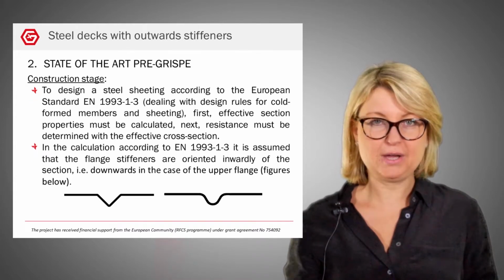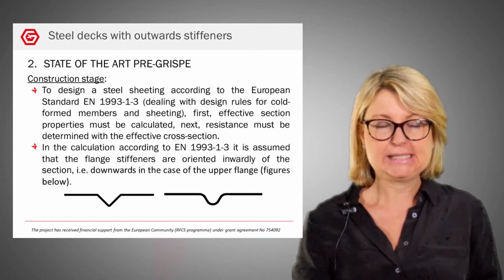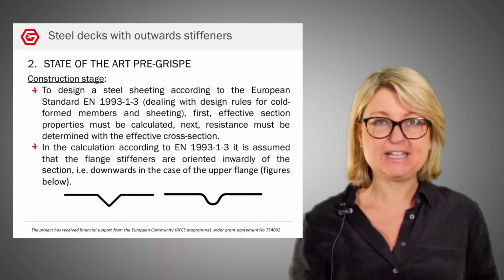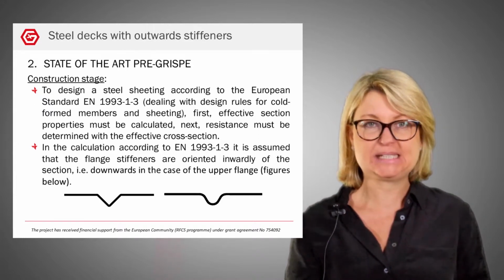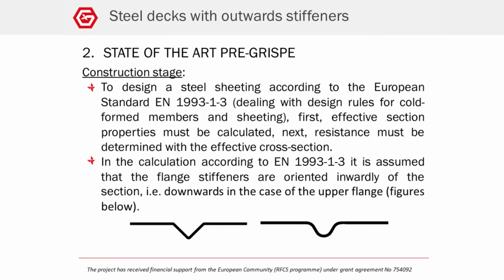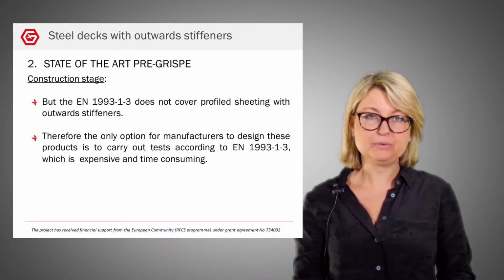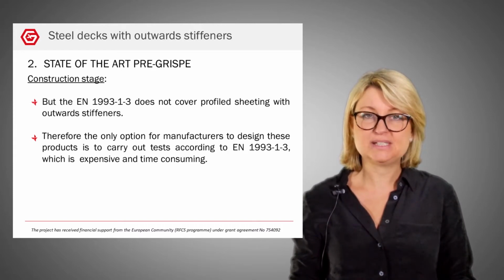The Eurocode 3 part 1-3, which deals with the steel sheeting design, stipulates that first the effective section must be determined and then the moment resistance must be defined with the effective section. It assumes that the flange stiffeners are oriented inwardly of the section. It means downwards in the case of the upper flange, as we can see on the pictures. But the Eurocode 3 part 1-3 does not deal with the steel decks with outward stiffeners.